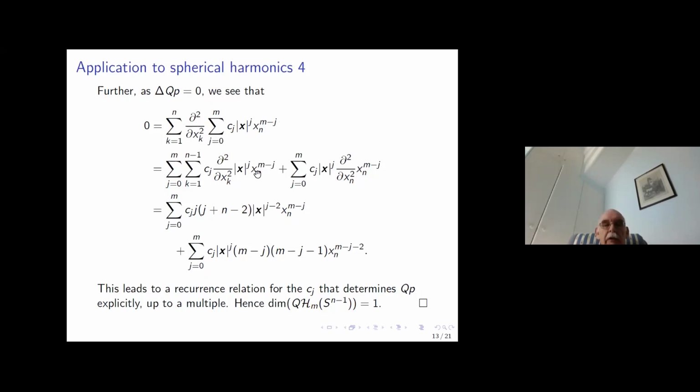And when I work out what this comes to, it turns out to be the sum of the coefficient Cj that I had already. Applying the Laplacian to the length of x to the j gives me j times j plus n minus 2, length of x to the j minus 2. That's a not too difficult calculation. And applying d squared by dxn squared to xn to the m minus j gives me m minus j, m minus j minus 1, xn to the m minus j minus 2. So now I know that 0 is equal to this sum.